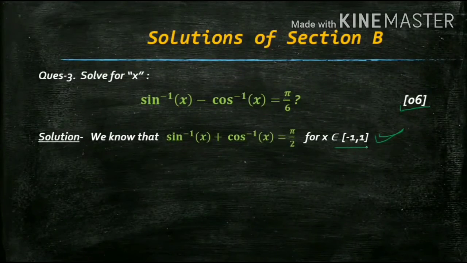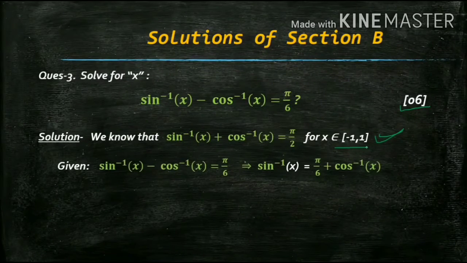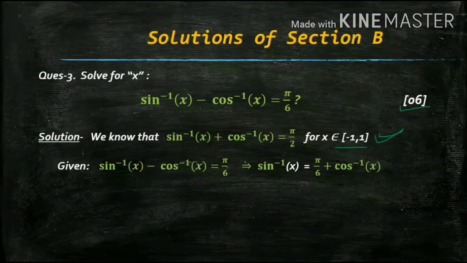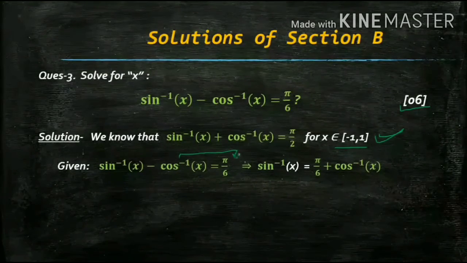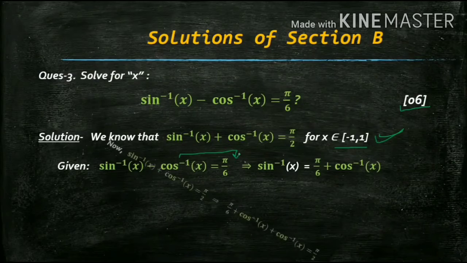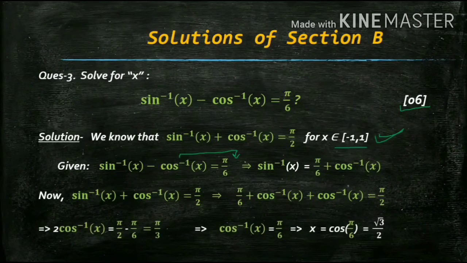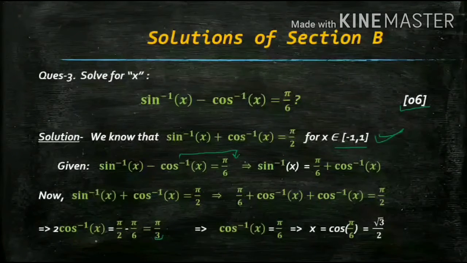Now, what you can do? You are given this thing. So you can find the value of sin inverse x as pi by 6 plus cos inverse x, taking this term over to the RHS. Now, you know that sin inverse x plus cos inverse x is pi by 2. Substituting the value of sin inverse x over here, you'll get this thing. That means 2 times cos inverse x is pi by 2 minus pi by 6, and that is nothing but pi by 3. Now just find the value of x.